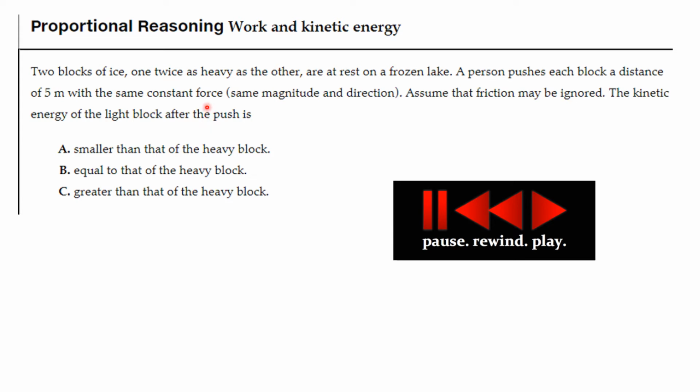So they're doing the same thing to both blocks, probably at different times. And notice that this is the same force, so it's the same magnitude and same direction. Assume the friction can be ignored because we're on a frozen lake. It's very slippery. The kinetic energy of the light block after the push is smaller, equal to, or greater than that of the heavy block. You know what to do.